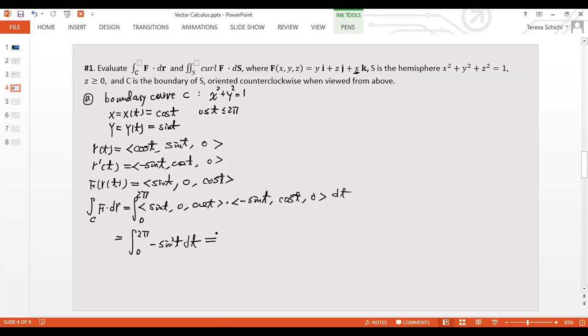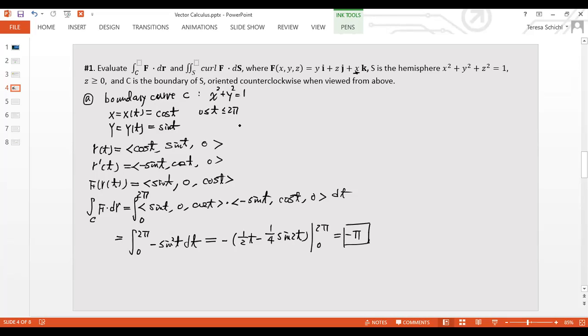Then you can use a double angle formula to change this to a lower power. Finally, the integral will be 1/2 of t minus 1/4 sine 2t, evaluated from 0 to 2 pi. So my answer here is negative pi. All right, so this is by the line integral.